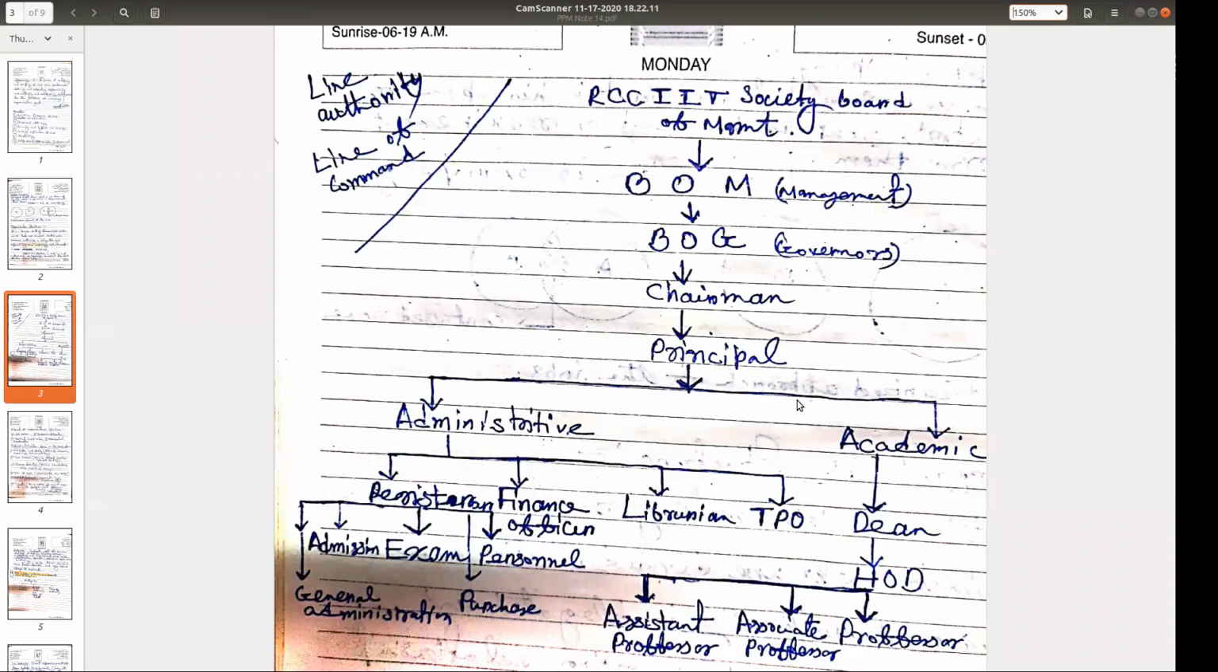Now again, under the registrar, there may be other posts, other kinds of staff like general administrative staff, admission section, exam section, purchase section, personnel section. Personnel means I'm talking about the HR section. So this is an example of an organizational structure. Now there are basically different kinds of organizational structure. This is just an example. We will discuss it again.